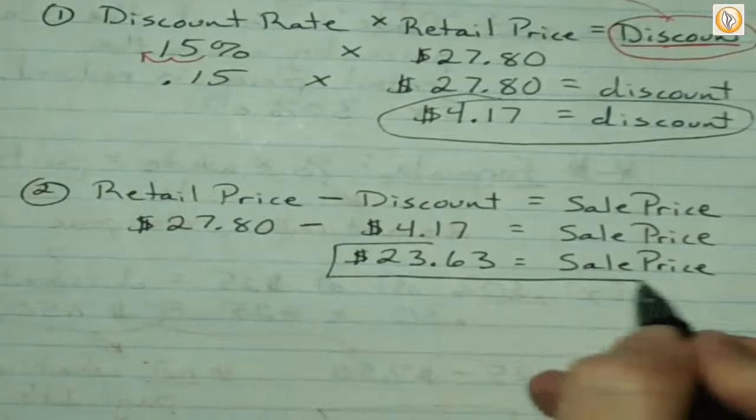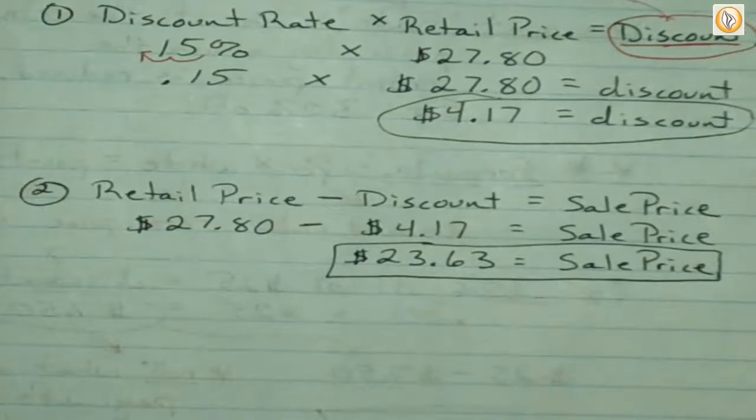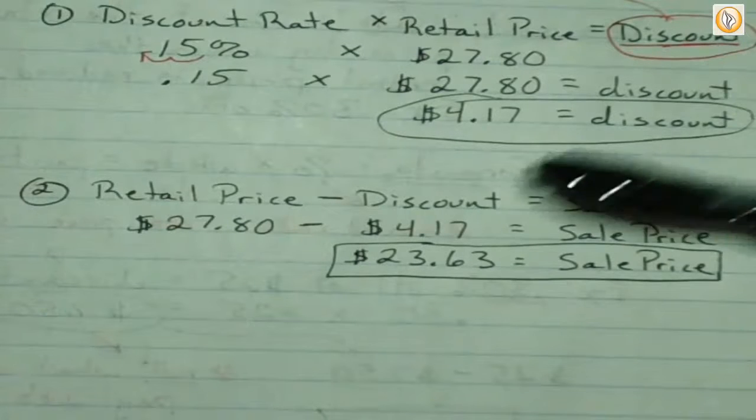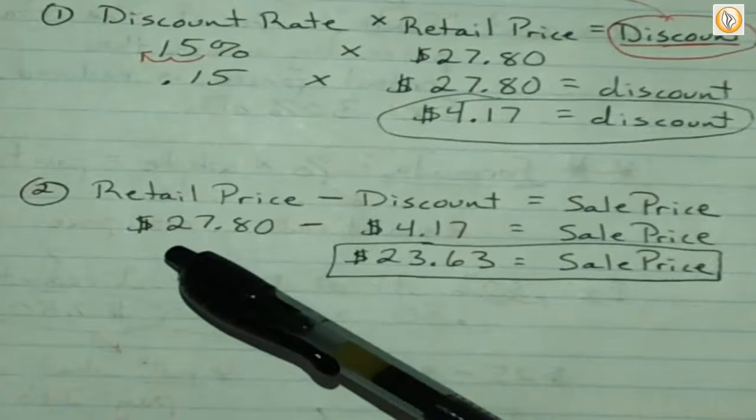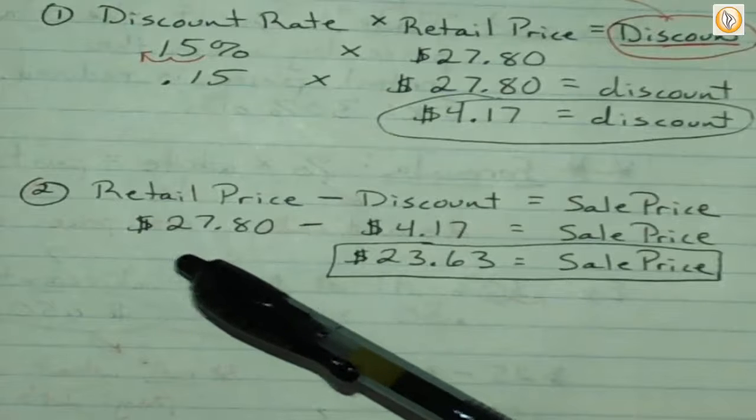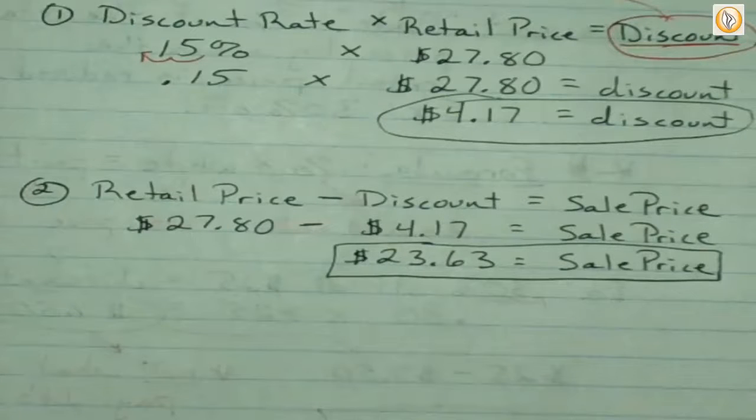This is how much you end up paying. So the item was originally $27.80. It's on sale, so now you're only paying $23.63. Any questions?